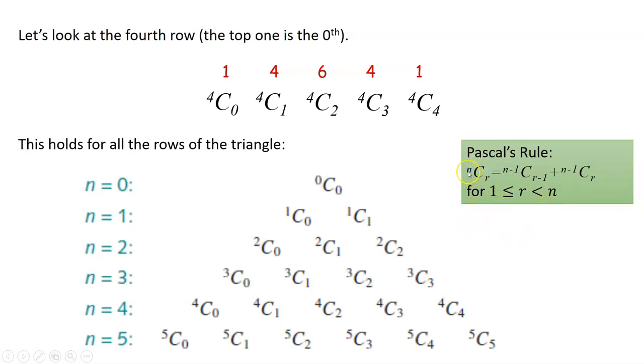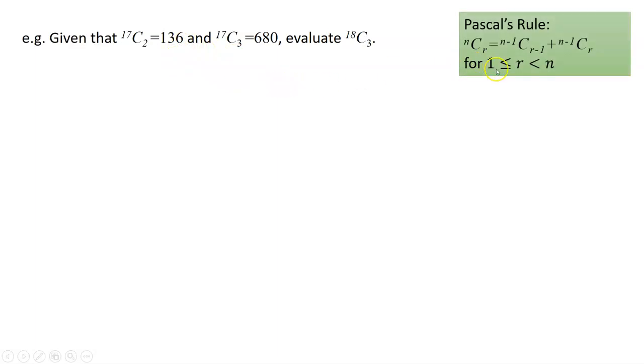For example, let's say we've got 4 and 2 from before. So 4 choose 2 equals 4 minus 1, that's 3, choose 2 minus 1, plus 4 minus 1, choose 2. So we can use this to work out extra information from information that we're given. Here's our rule. So if we say that n is 18 and r is 3, then 17 choose 2 plus 17 choose 3 is 18 choose 3.